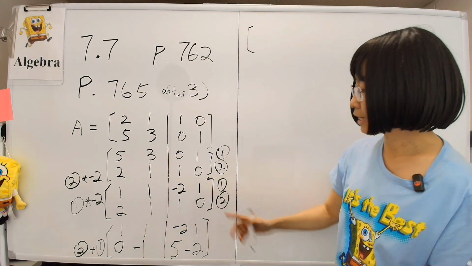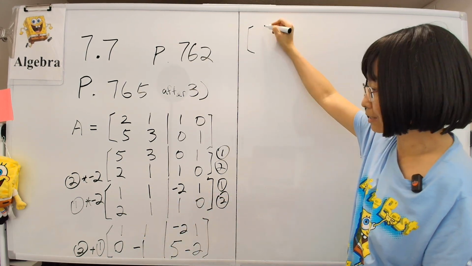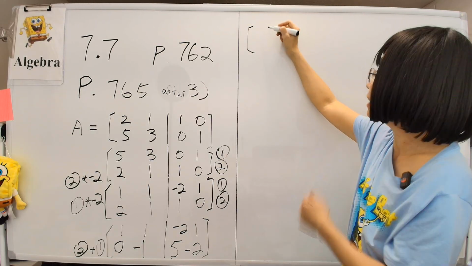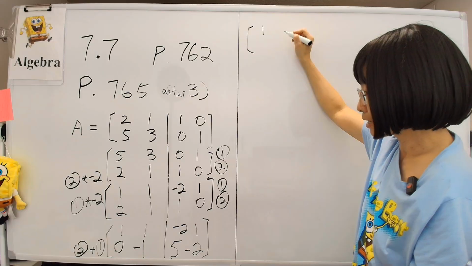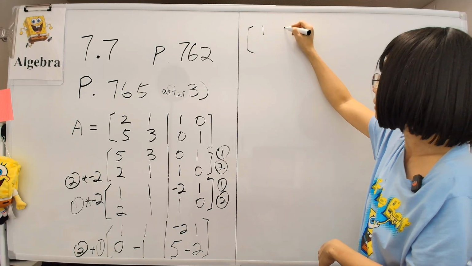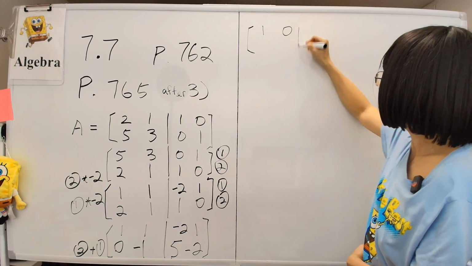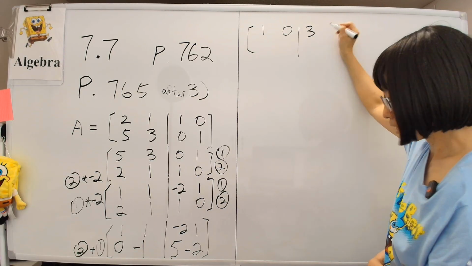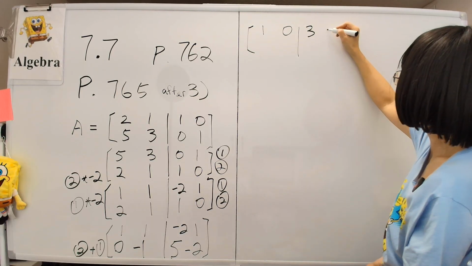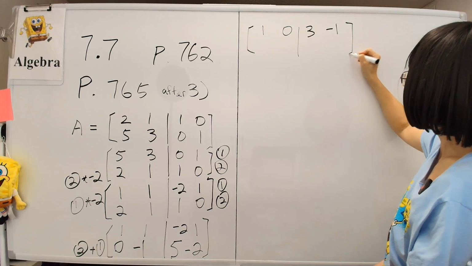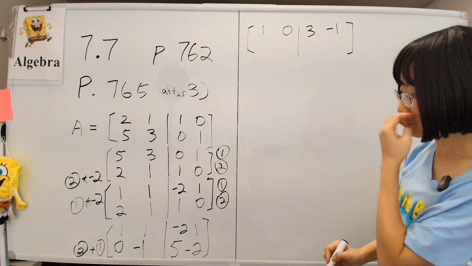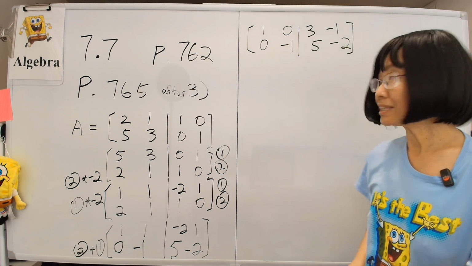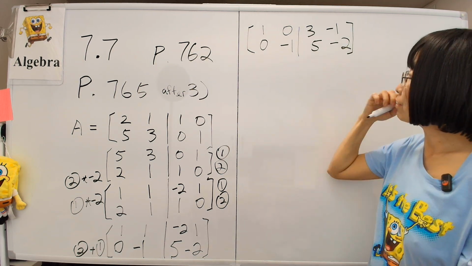So, adding row 2 to row 1, the result will be written on row 1. We have 0 plus 1 is 1, and minus 1 plus 1 is 0. And over there, 5 minus 2 is 3. And then minus 2 plus 1 is minus 1. So here we are. And then I need to copy down the bottom row. So I copy down the bottom row right here. And now we have one more job.